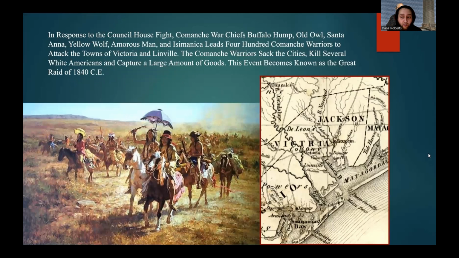In response to the Council House Fight, Comanche war chiefs Buffalo Hump, Old Owl, Santa Anna, not to be mistaken with the Mexican president Santa Anna, Yellow Wolf, Amorous Man, and Monica would lead 400 Comanche warriors to attack the towns of Victoria and Linville. The Comanche warriors would sack the cities, kill several white Americans, and capture a large amount of goods, with this event becoming known as the Great Raid of 1840 CE.